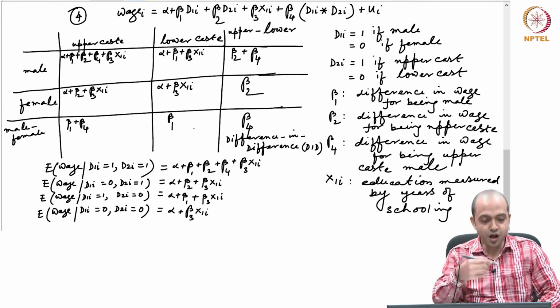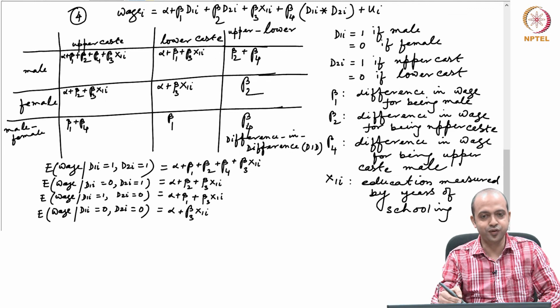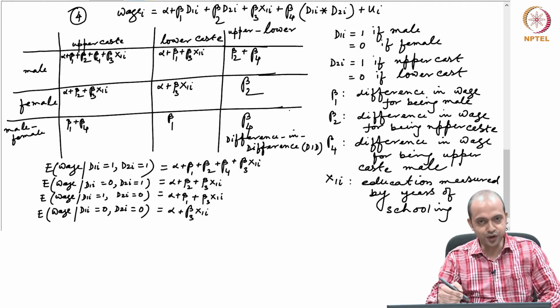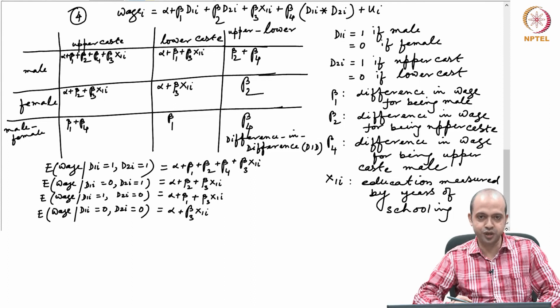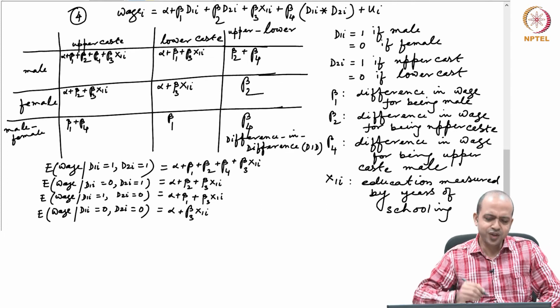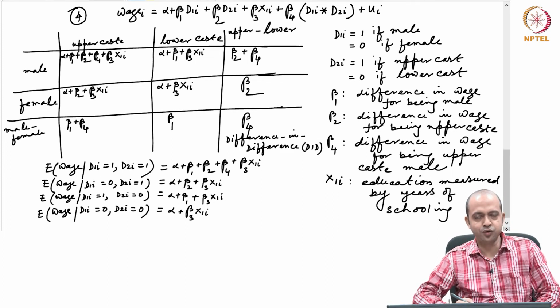I said caste difference for the male, caste difference for the female, and then you are again taking the difference. So, difference in caste difference. So, the caste gap between male and female. These are the two ways by which you can interpret the beta 4 coefficient, and this is known as the difference in difference estimate. This is very powerful in policy evaluation kind of studies.